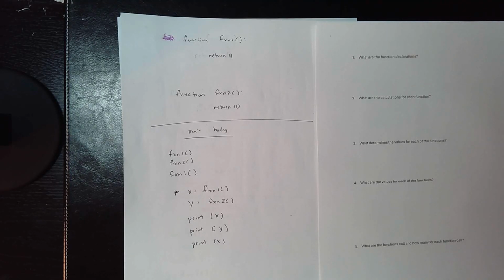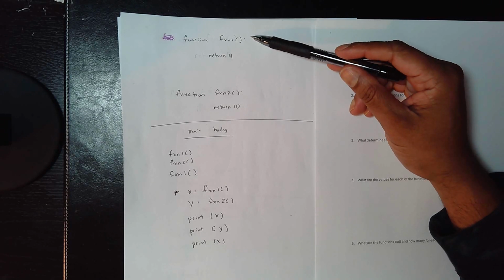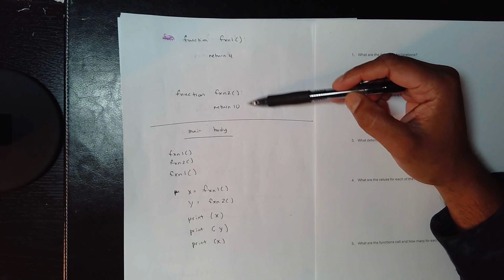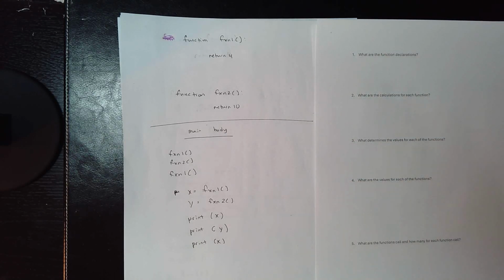So this is example 1 we covered in class. We have a function here we declared, function 1, with a return 4, and function 2, with a return 10. Then you have a main body of function calls and commands, right? So let's go over the questions and how this works.